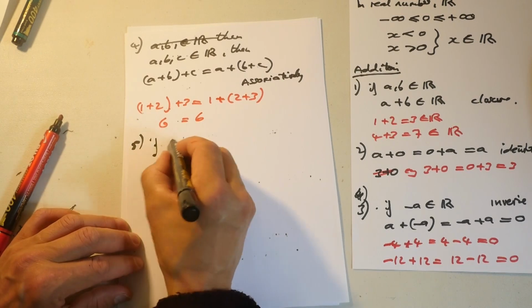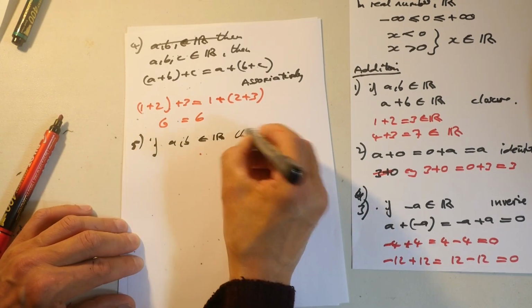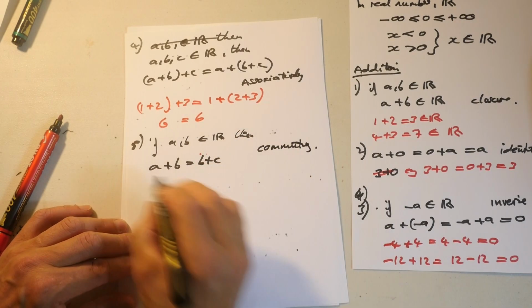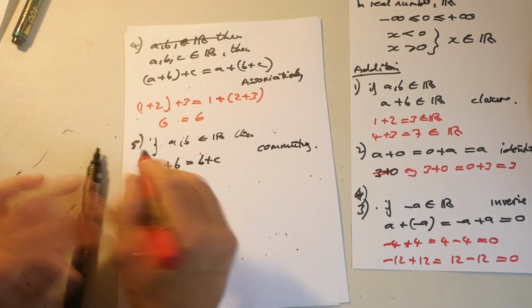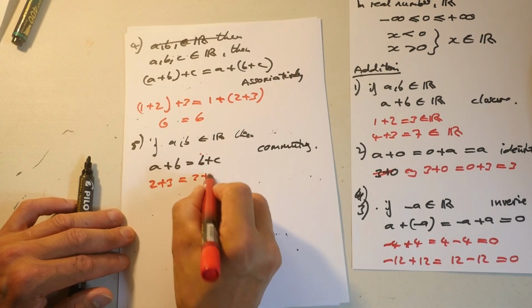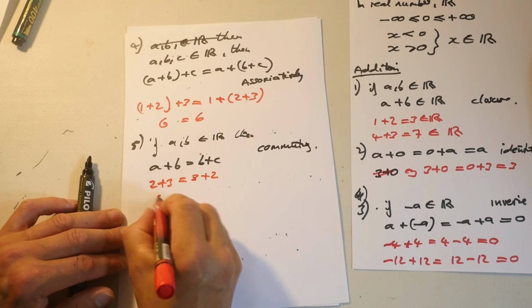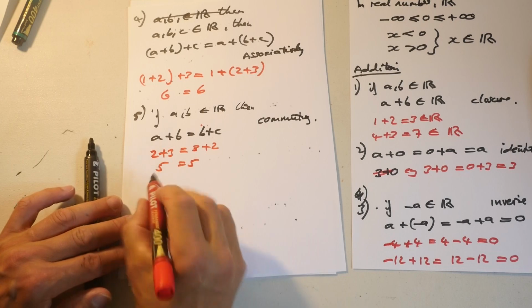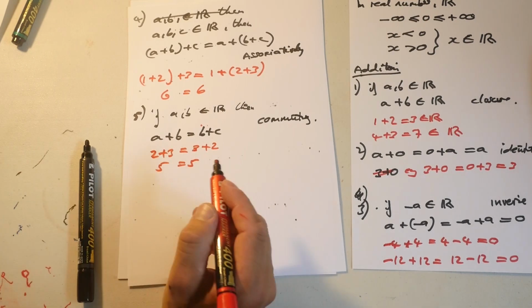5. Called commuting. So, for example, 2 plus 3 equals 3 plus 2. Okay? 5 equals 5. Works for all numbers: 7 plus 3 is 10, 3 plus 7 is 10.